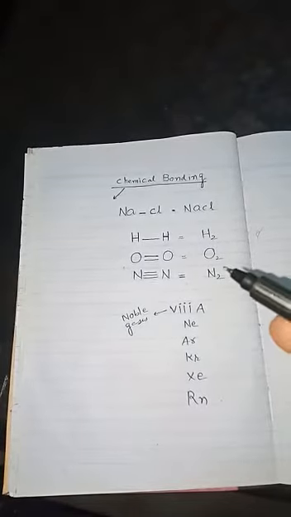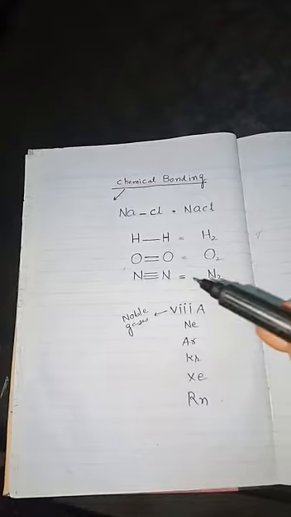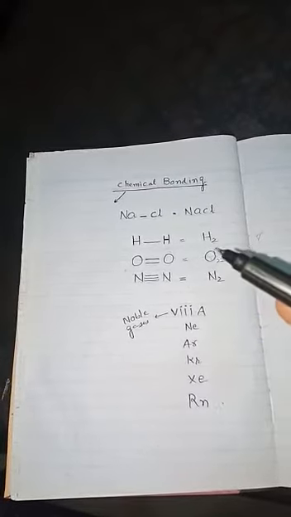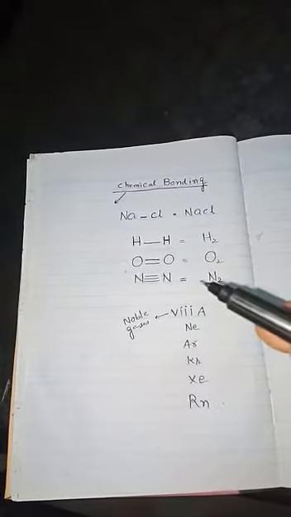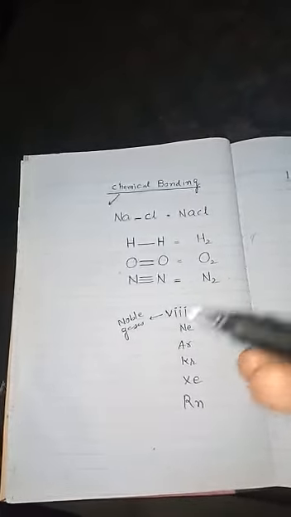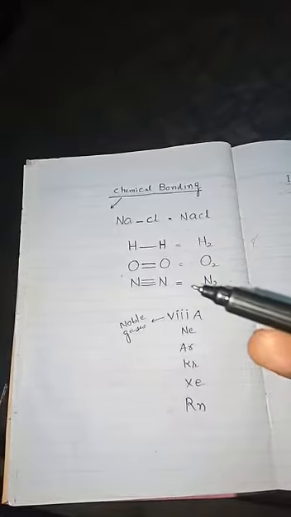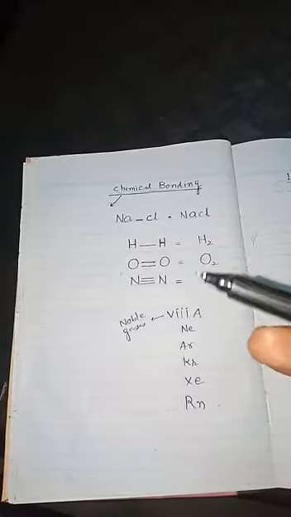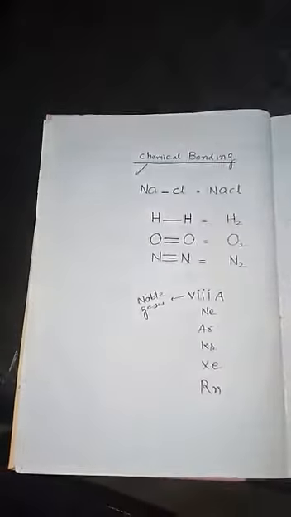So for that purpose they gain electrons, lose electrons, or share electrons. Hence the compounds are formed. Hence chemical bonding takes place. So there are two types of bonding here.